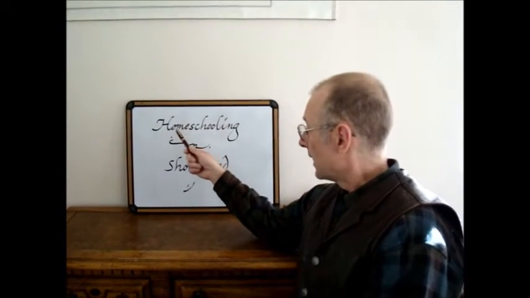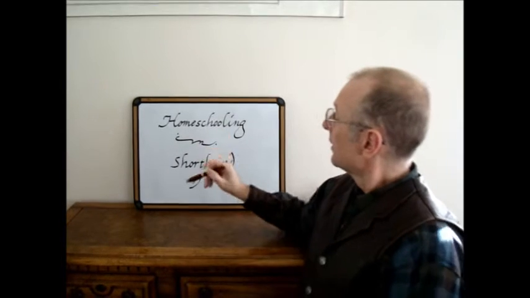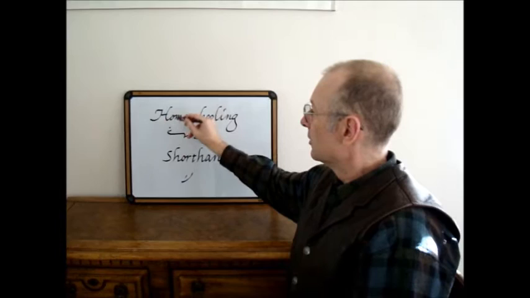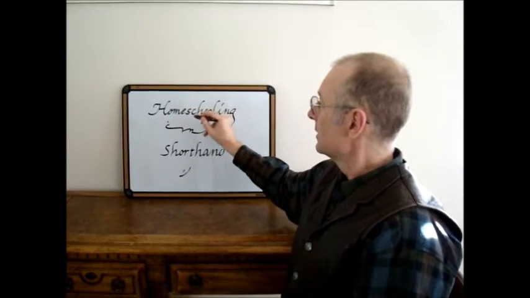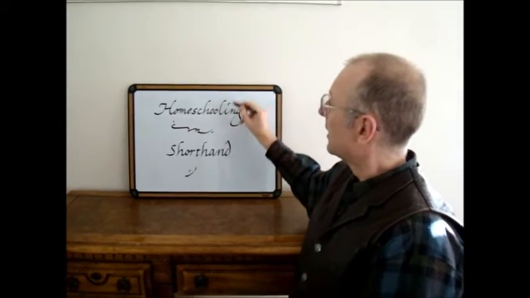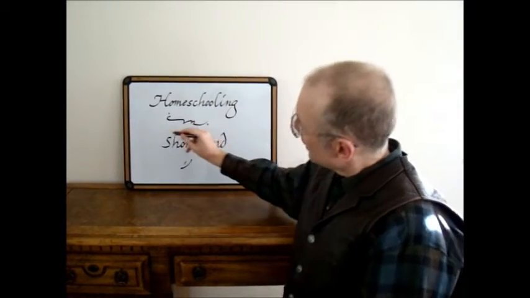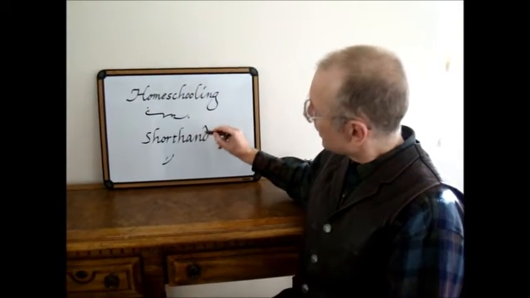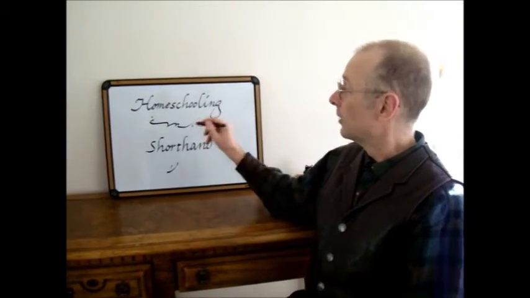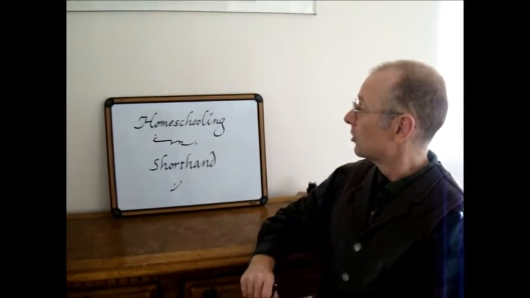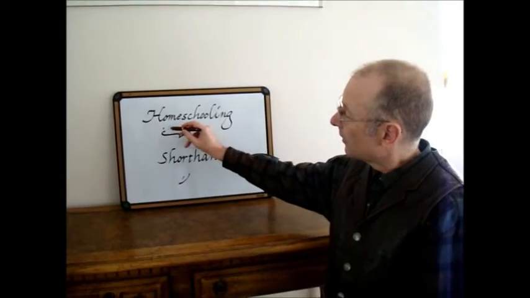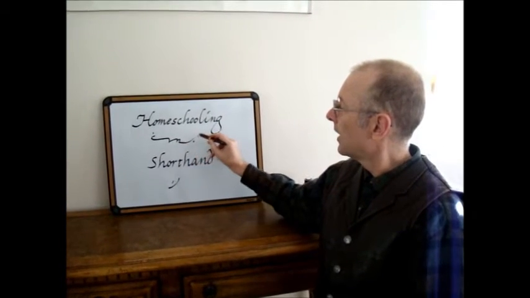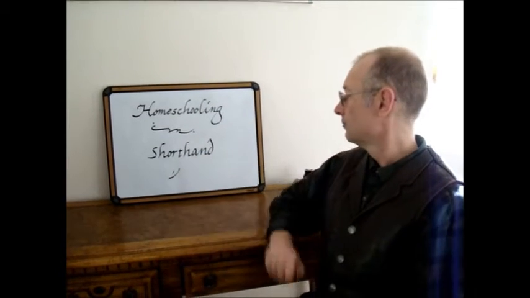It took me a little while to write out Homeschooling Shorthand in longhand, because I had to make a lot of motions. So it took a little while. The Gregg, as you can see, is much shorter and quicker. I've got Homeschooling Shorthand.